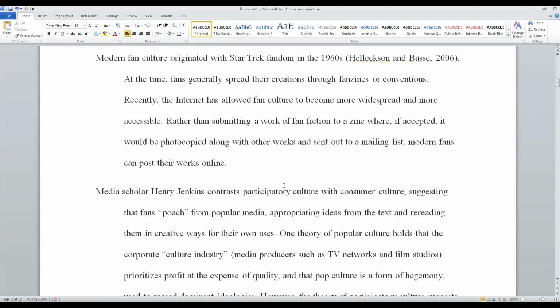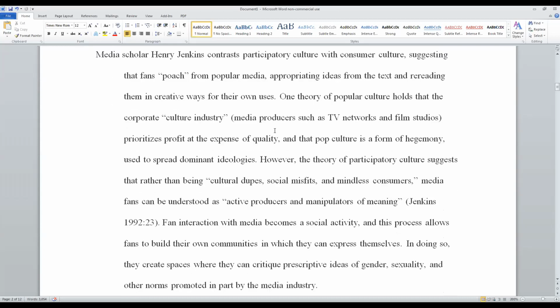They were just sort of these things that happened at these conventions. But modern fan culture, I think, has a strong anchor to Star Trek and the fandom that these authors are suggesting. And as it says here, at the time, fans generally spread their creations through fanzines or conventions. Fanzine, of course, is just a rudimentary publication discussing various aspects of a fictional fandom, usually. What I'm more interested in here is the distinction between participatory culture and consumer culture. So fans do poach things from popular media, but they appropriate the ideas from the text and then reread them for their own uses.